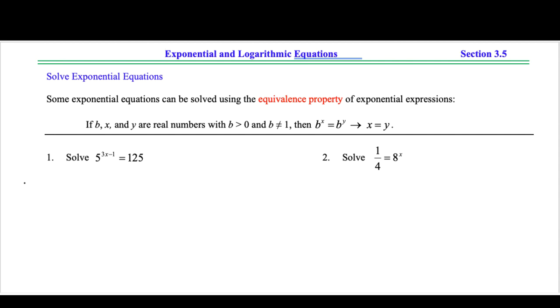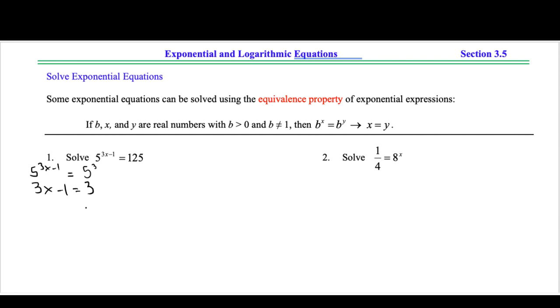So this first one, 5 raised to the power of 3x minus 1 equals 125. Well, take a careful look at that. I can see that 125 is the same thing as 5 cubed. Okay, so I could rewrite it in that way. Now the base is the same on both sides. The only way this could be true is if the exponents are equal to each other.